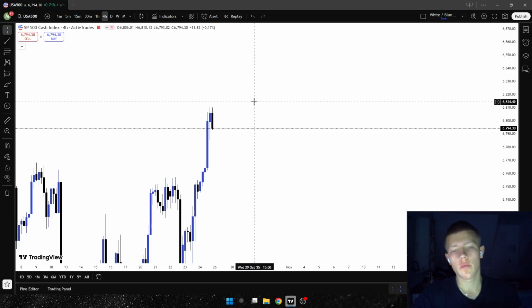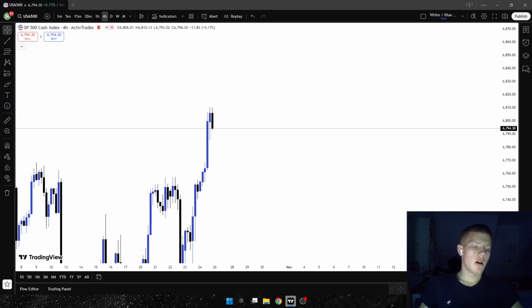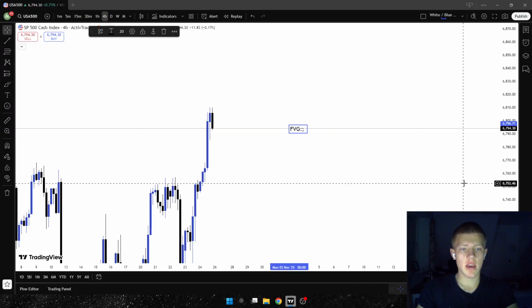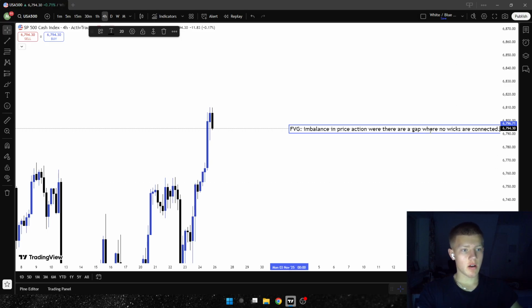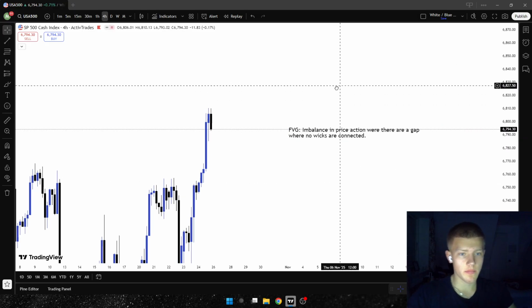But fair value gaps, I will go through my understanding of fair value gaps. What is a fair value gap? How do we use it? And what does it mean? So now, a fair value gap is an imbalance in price action where there's a gap where no wicks are connected. That is my understanding of a fair value gap. Short answer.